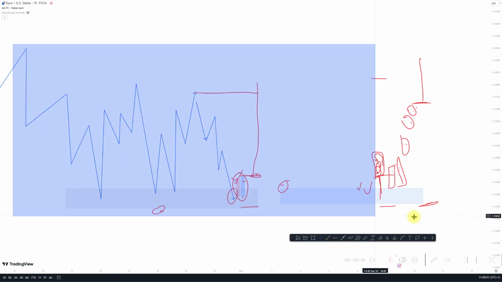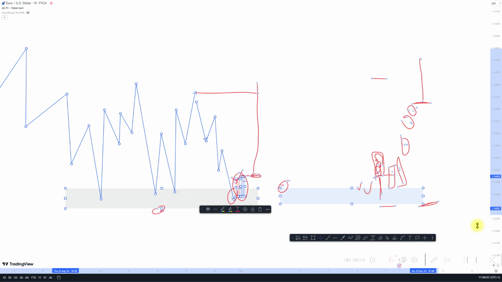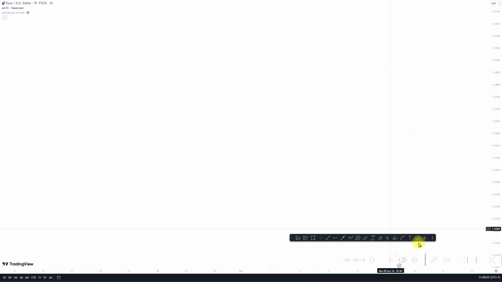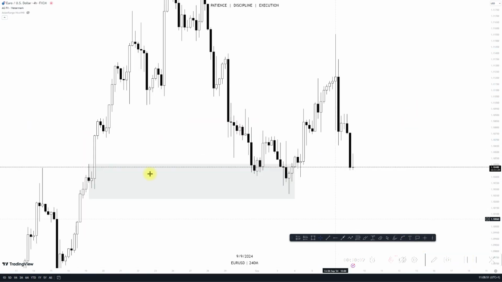Now let's look at a live example. Let's go into our chart and pick a live example. Okay, this is a 4-hour time frame.